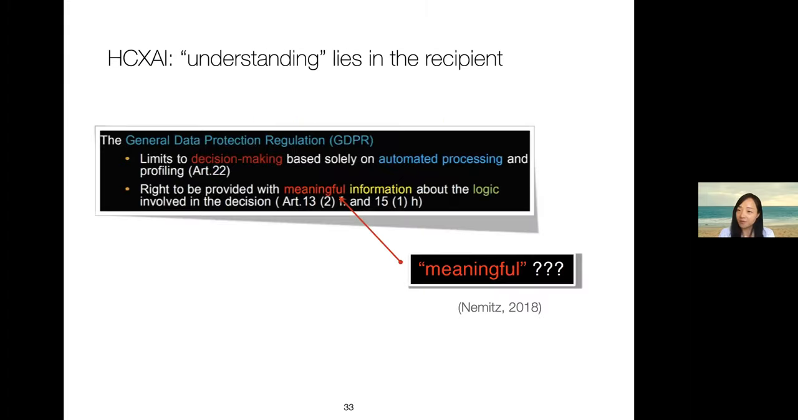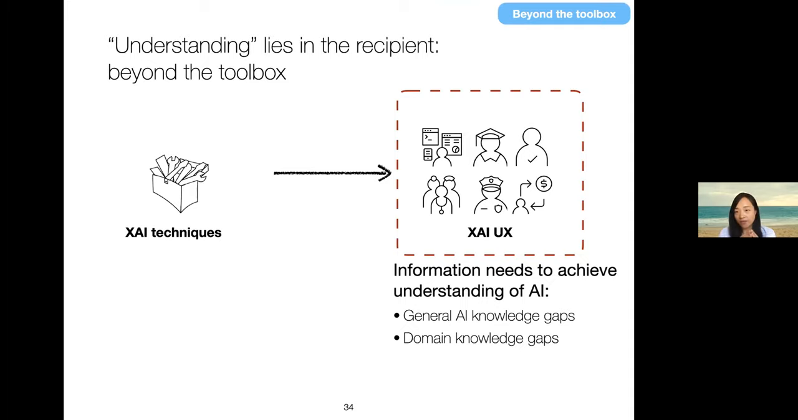And that goes to a fundamental challenge with XAI: understanding lies in the recipient. Just making a model and algorithm transparent does not guarantee that people can make sense of it. Some even criticize the GDPR law in that it has this word meaningful, but it's underspecified because meaningfulness is up to the recipient. So with that, we often encourage our designers to center their analysis on users' information needs to achieve understanding, rather than on what is a good technique, what makes the algorithm transparent.